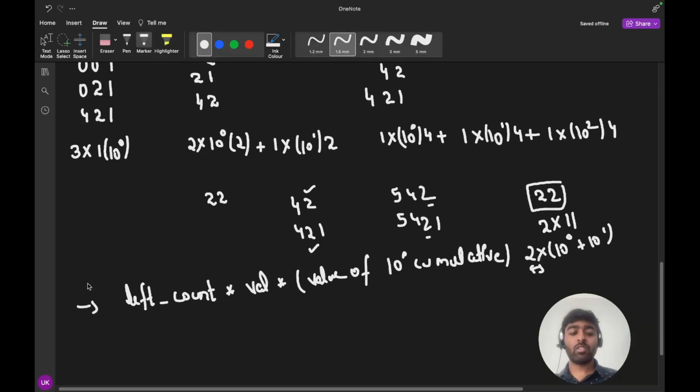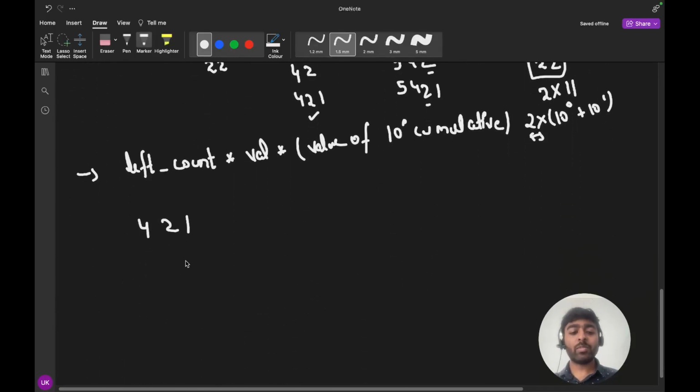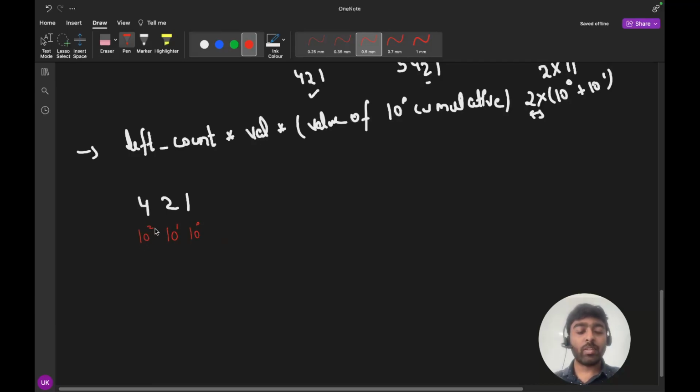What I have told you, let's just say it again. 4 2 1. Let's first write the values in powers of 10. It will be 10 to the power 0, 10 to the power 1, and 10 to the power 2. So it means 1's place, 10's place, and 100's place.